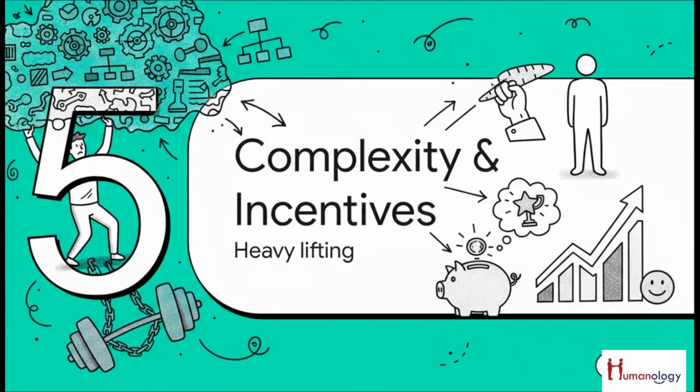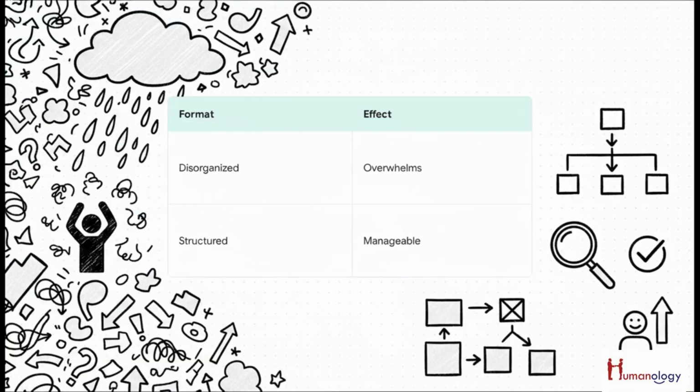All right, Section 5, Complexity and Incentives. In our modern world, we are rarely starved for information, are we? We're usually completely drowning in it. When we face massive amounts of data, disorganized lists just paralyze us. Seriously, think about buying a house or picking a health insurance plan. If you just stared at a raw spreadsheet of every single option, you'd probably freeze. A skilled choice architect structures complex choices into a logical, manageable path. They filter the noise down step by step so you can actually make an informed decision without the panic attack.